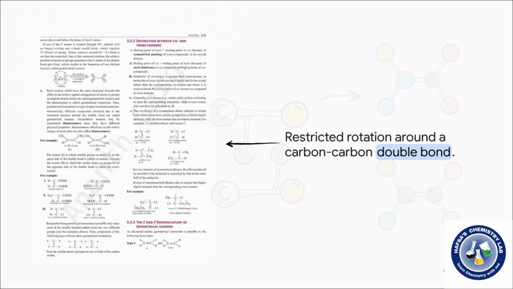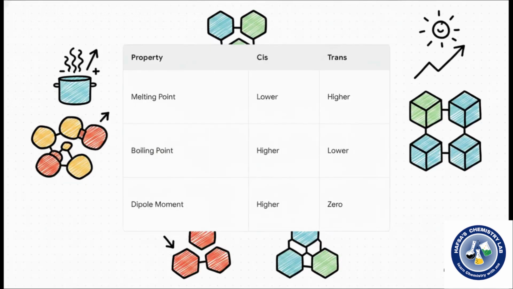It completely restricts rotation. You literally cannot twist the molecule without breaking that bond, which takes a massive amount of energy. Because of this restricted rotation, atoms get permanently locked into distinct shapes, creating what we call cis and trans geometrical isomers. So why does this matter? Well, these rigid shapes result in drastically different physical properties in the real world.